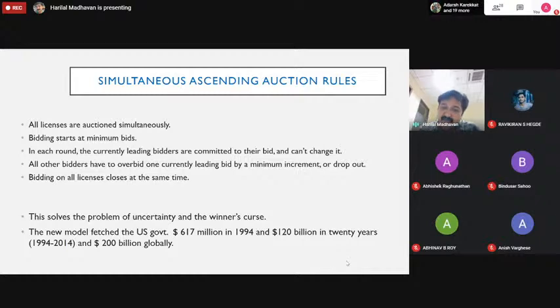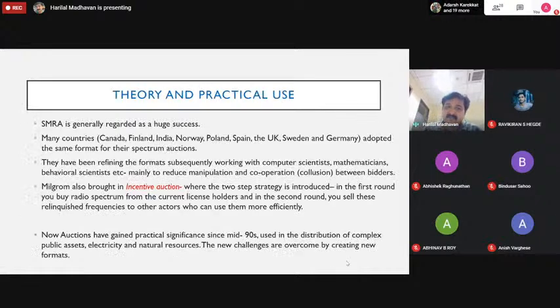And it has raised around $200 billion globally, because many countries like Canada, Finland, India, Norway, Poland, Spain, and the UK have adopted the same format for their spectrum auctions. And India is also doing the same kind of format. They have been refining the format over time by adding more specificities, incorporating ideas from computer scientists, mathematicians, behavioral scientists, etc., mainly to reduce manipulation and collusion. There is a possibility that some particular bidders cooperate and jointly bid against the others, right? So they want to avoid these kinds of collusion possibilities. And I'm not going to explain this. There is an incentive auction method that has also been introduced by Milgrom.